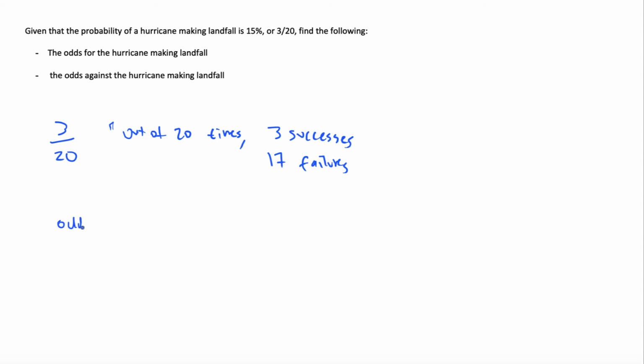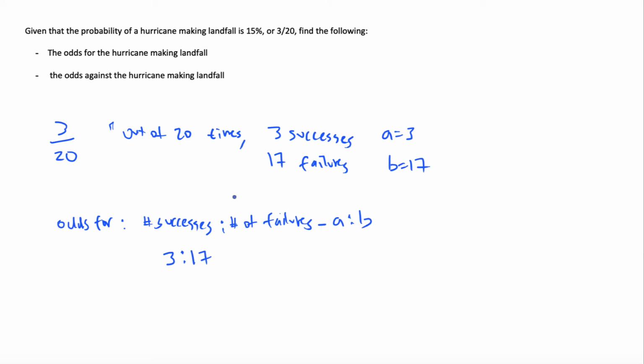So then the odds for this event is the number of successes compared to the number of failures. So we can call this A, right? A is equal to 3, B is equal to 17. So the odds for is going to be then A to B, using these values. So the odds for the hurricane making landfall will be 3 to 17, which means it will make landfall 3 times, but it won't make landfall 17 times.